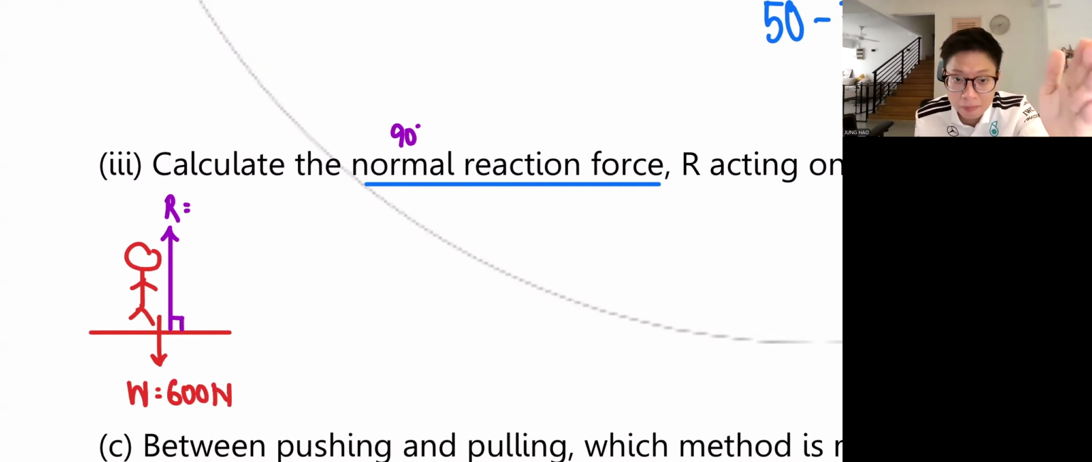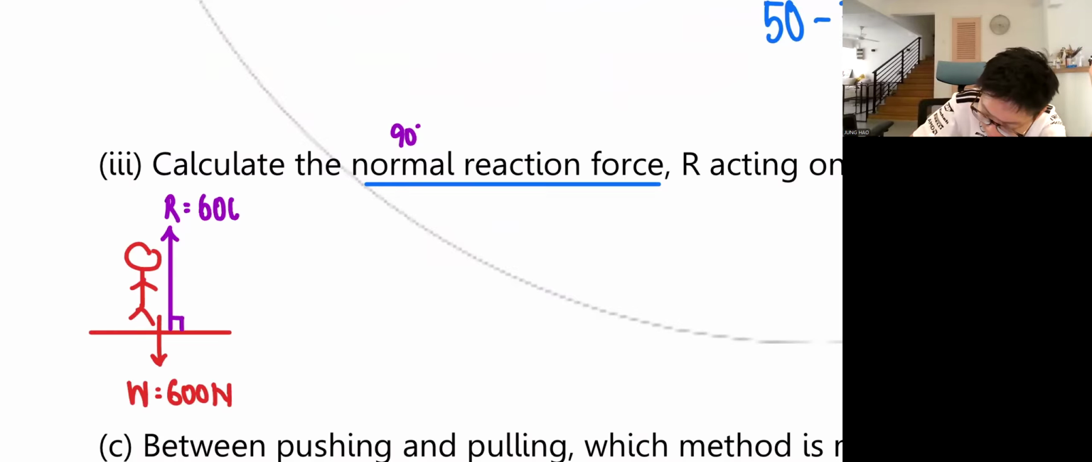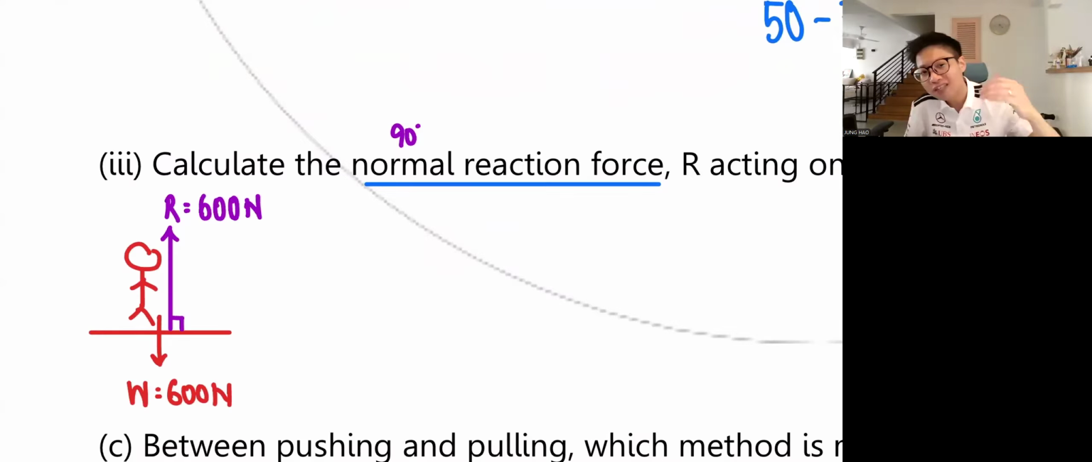Okay, very smart. You all never got tricked. The answer is it has to be equal to 600. Yes, correct. So my R here will be 600 Newton. The force needs to be balanced so that I don't fall down through the floor, nor will I fly to the sky.